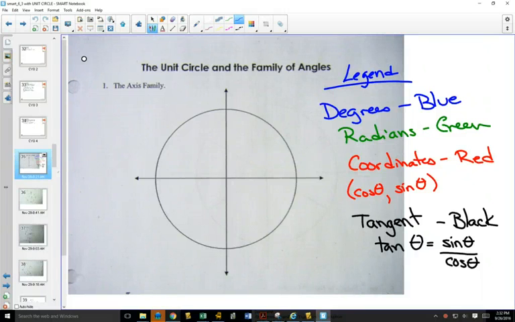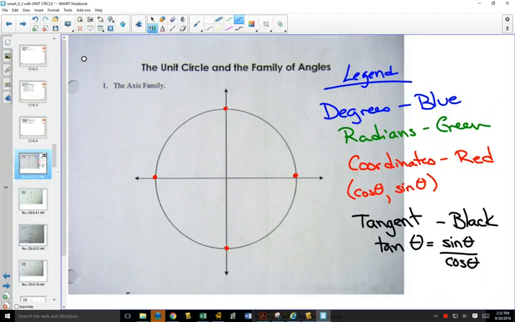Now the first thing we're going to do is the axes family. The axes family has these 4 points that intersect the axis and the unit circle. And what we're going to do for those 4 points is we're going to label all of the degrees, all of the radians, label the coordinates, and label the tangent of all of those angles on this circle.